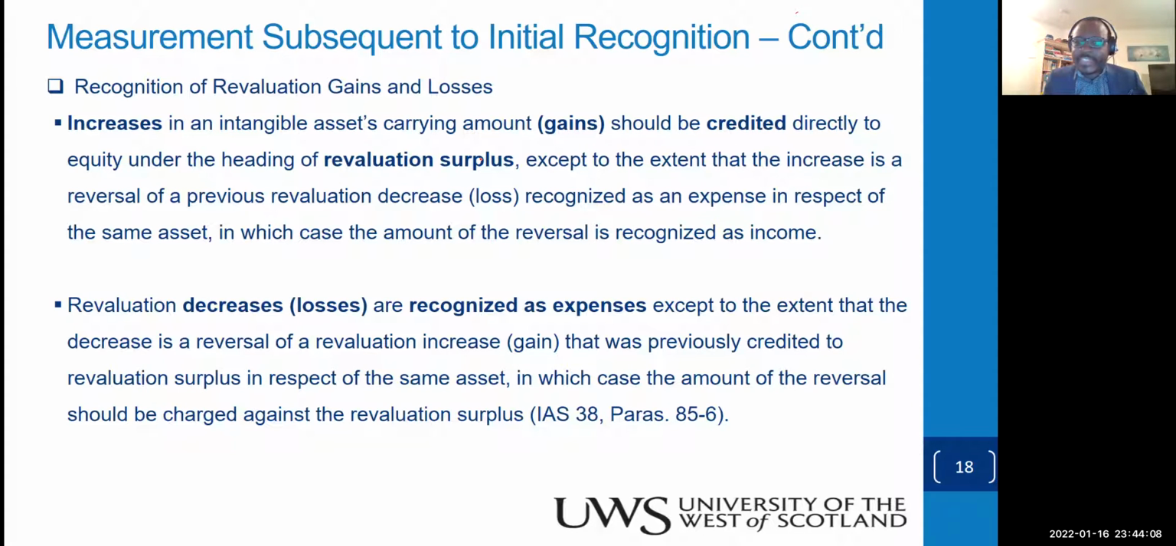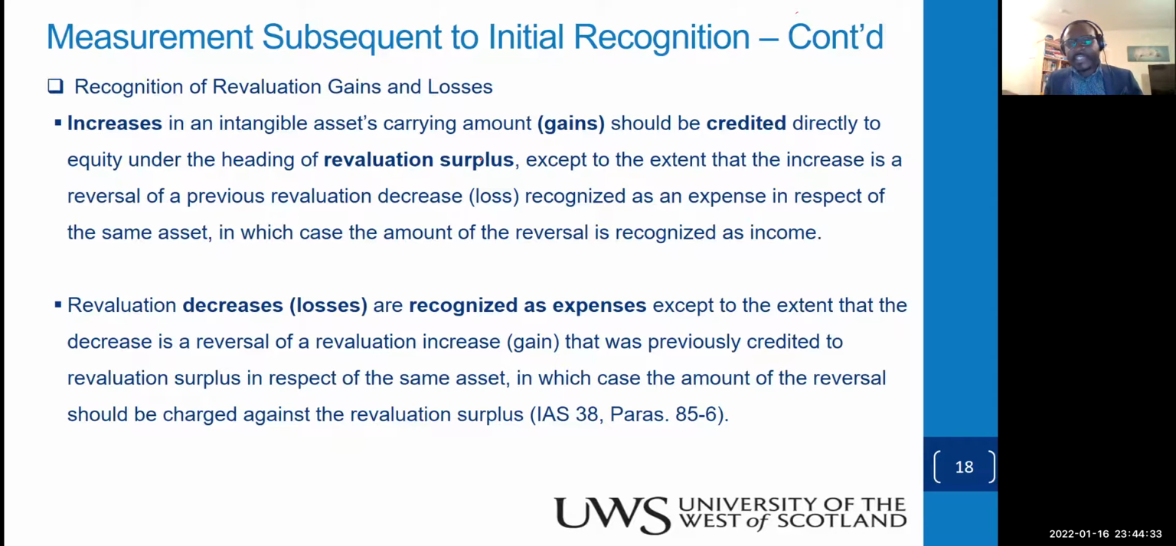Similarly, any decreases should be expensed directly into the income statement, unless any decrease is used to reverse a previous increase which has been recorded. If there's a previous increase we have pushed into the revaluation surplus and subsequently we've made a loss, a decrease, we just run it into the revaluation surplus account to reduce the previous increase we have recorded.